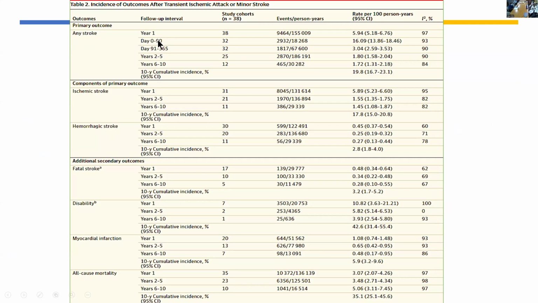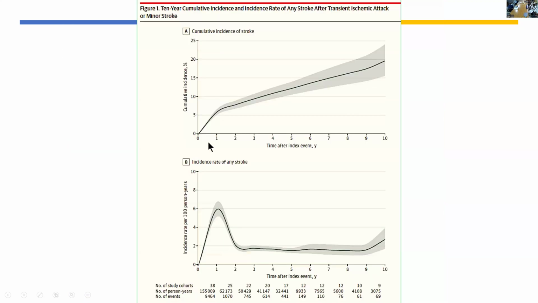Any stroke: 1 year, 2 to 5 years, 6 to 10 years, and the cumulative incidence of stroke in 10 years was 19.8%. That means of anybody with a TIA, in 10 years' time 1 in 5 of them will have a stroke. And last week we looked at 5 years, about 12.8, and 1 year, about 9.8, roughly. They're giving you subgroups for ischemic stroke, hemorrhagic stroke, fatal stroke, disability, myocardial infarction, and all-cause mortality. We are really interested in the components of the outcomes given here. And this is the figure which I showed last time, cumulative incidence over time. At 10 years, the risk of stroke is almost 20%.